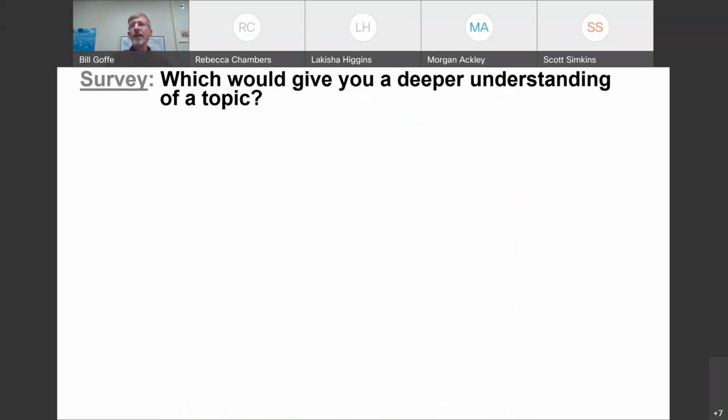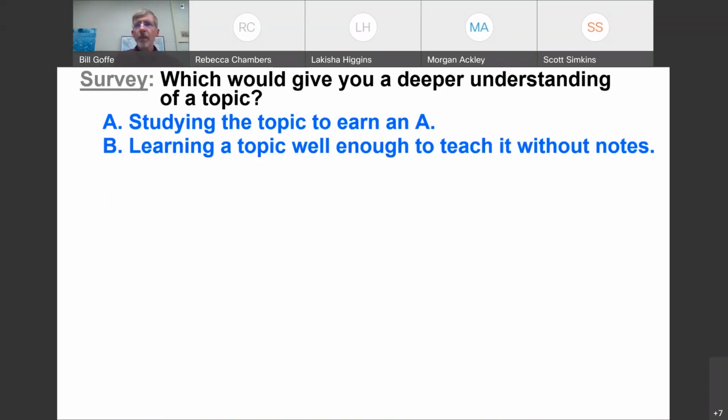Here's a poll I give my students. I won't be giving it to you today, but it has a very interesting result. I'll let you read it there. And this comes from Sandra McGuire as well. Almost always, the vast majority of students answer B, learning something well enough to teach it, as opposed to getting an A. This goes like 5% for A for my students and 95% for B. And that's going to be the heart of study suggestions, but a little bit more first.